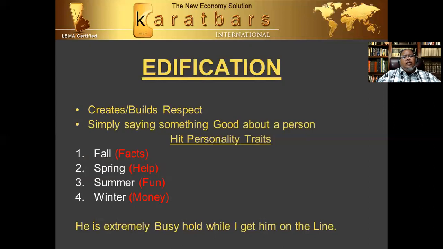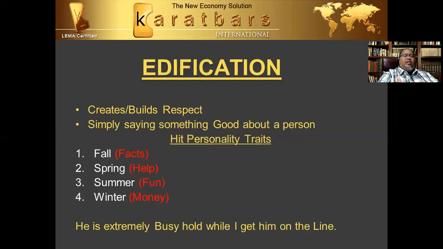Basically what we do is we try to hit all of the personality types. You've got 4 personality types, and the first is the fall. The fall personality type is a person that's interested in the facts. The spring personality type is the person that likes to help. In the spring, you're cleaning and helping things out, cleaning things up or what have you. Summer is all about fun. That's your person that likes to party, like to have fun and what have you. Your winters are your folks that are money hungry, money motivated. Those are your sharks, if you will.